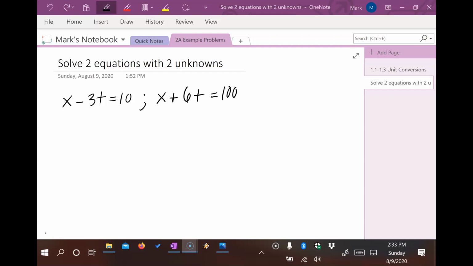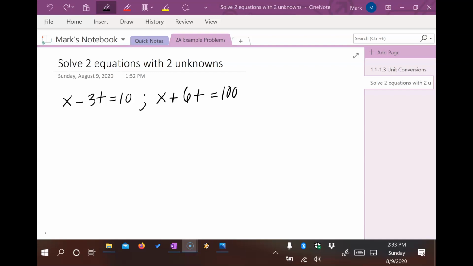So here we've got two equations, and each of those equations has not just one, but two variables. The two variables here are x and t. Our goal is to solve for the value of x and the value of t, these two values that simultaneously satisfy both of these equations.